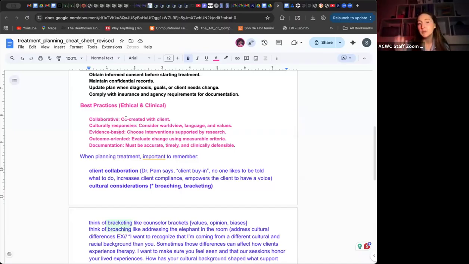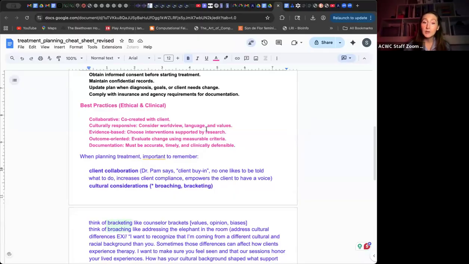Some of the questions will also be more like, do you know that the treatment planning is culturally responsive? Even though it's embedded in treatment planning, it can be checking, do you understand that the treatment planning should be culturally responsive to the client you're working with, right? They can check things like, when you create the treatment plan, you should take into account this person's worldview, their language, and their values. All of that could be checked. It's also going to check, do you know it's supposed to be evidence based? All the interventions used are supposed to be supported by research.